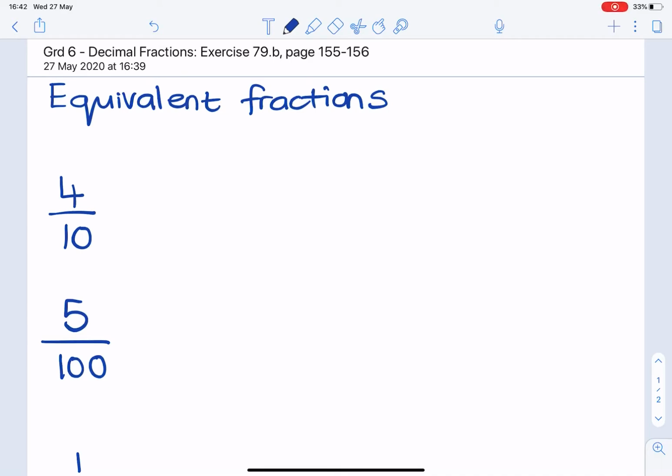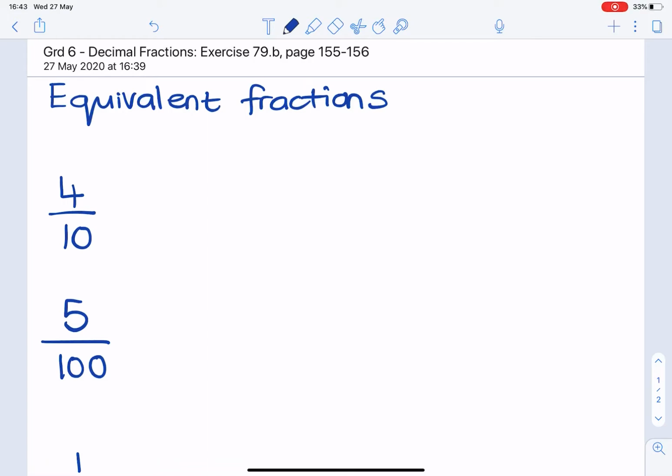Good morning, grade sixes. We are again looking at equivalent fractions this morning at exercise 79b. Now, there are examples on page 155 before you start the exercise on page 156. So don't forget to turn back and look at those examples before you start the exercise.